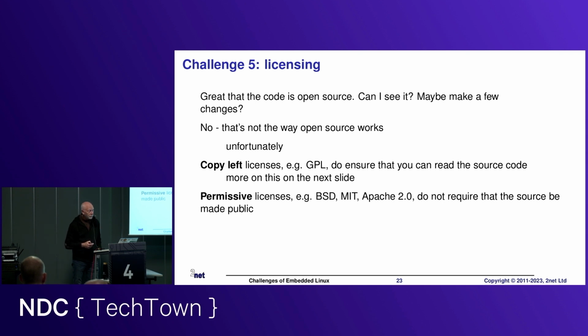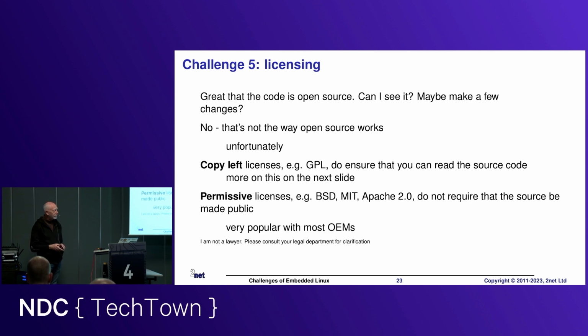There are also a class of permissive licenses, such as BSD, MIT, Apache 2.0. So these are open source to the OEM, but there's no requirement for the OEM to make public the source code they are actually using. So they can take Apache 2.0, hack it around a bit. We never get to see it. Permissive licenses are very popular with OEMs. Oh yes, disclaimer, I'm not a lawyer. Please consult your legal department to clarify all these details.